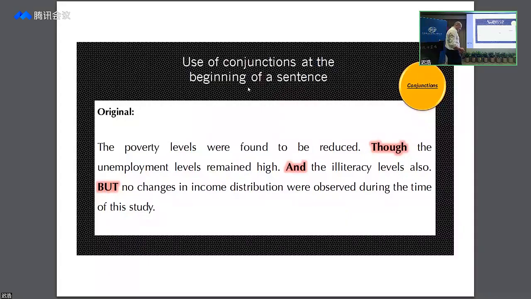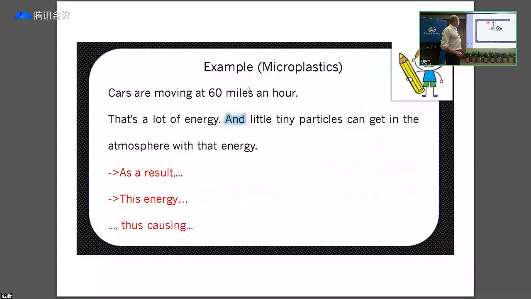So many of you will probably say, well, what's wrong with that? It sounds totally okay. This is how I write, and this is how I write in English, and no one has ever complained. Now, in academic writing, you cannot use conjunctions and, but, or like this. In academic writing, you have to change to something else.